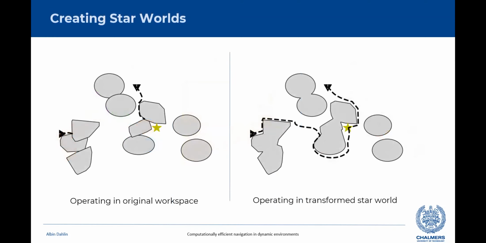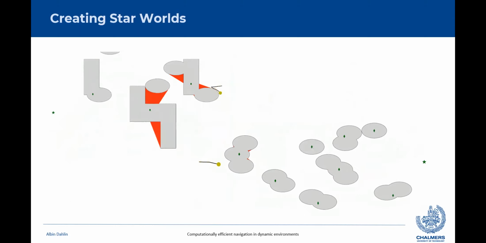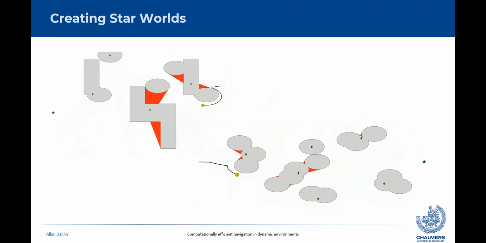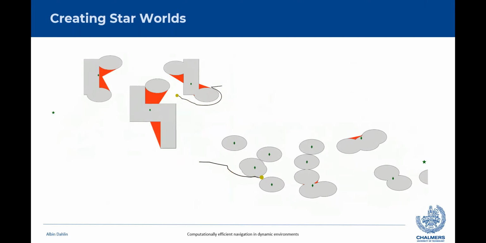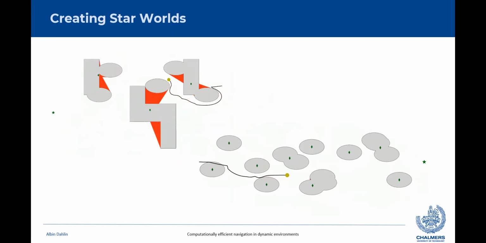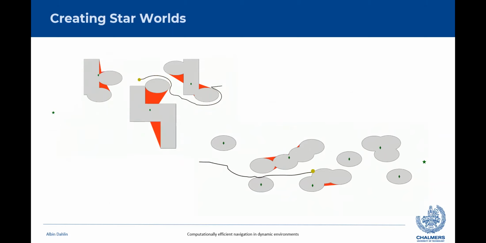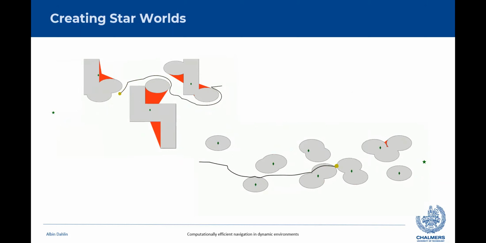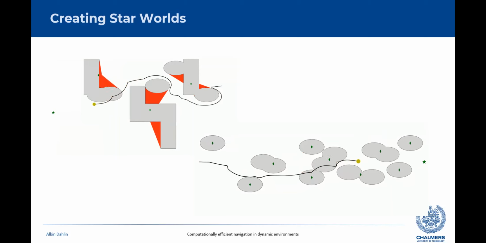And when applying the potential field methods in this new star world, the trajectory converges to the goal, which can be converted to when operating in the original world, where we have these local optima traps. So looking at some examples with the moving obstacles, we see how they get combined and extended to form star-shaped obstacles at each time instant.